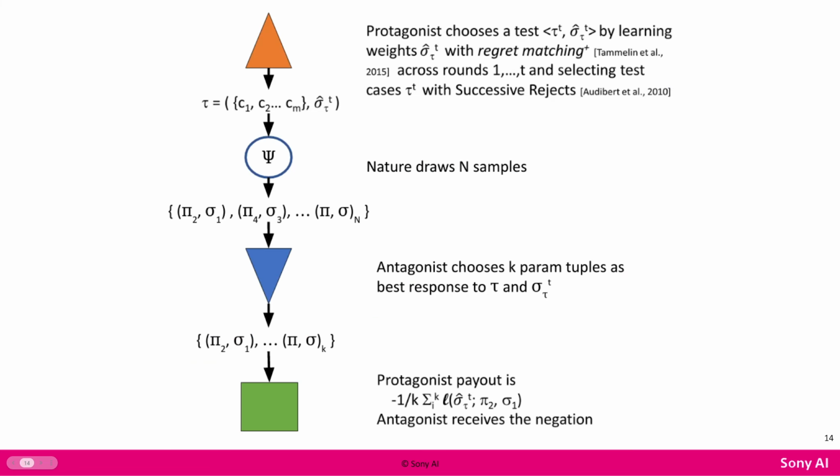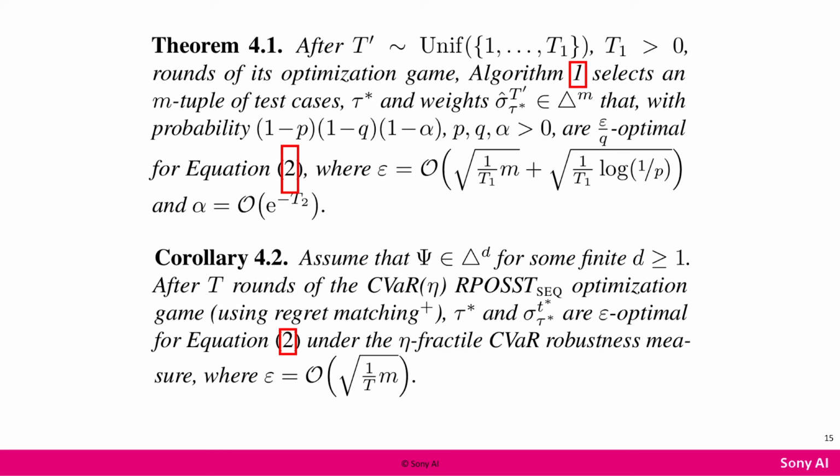RPOSST frames this optimization problem as a two-player zero-sum game. The protagonist chooses a test, then n samples are drawn from our uncertainty distribution psi, and finally the antagonist chooses k of these outcomes. Each outcome from psi is a tuning policy to evaluate and a target test case weighting. Both players receive payouts based on the average loss of the protagonist's test applied to the antagonist's outcomes. The antagonist chooses outcomes that maximize the protagonist's loss, which forces the protagonist to learn to be robust to the uncertainty represented by psi. RPOSST has an optimality bound that holds with high probability, as well as a deterministic bound if psi has finite support.